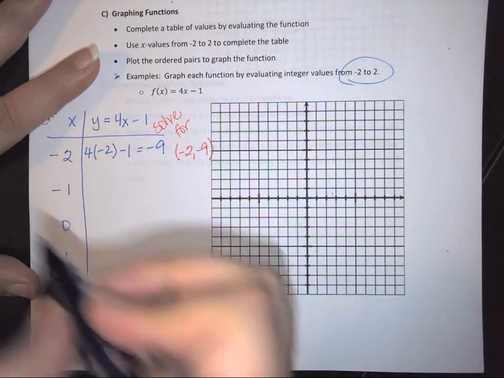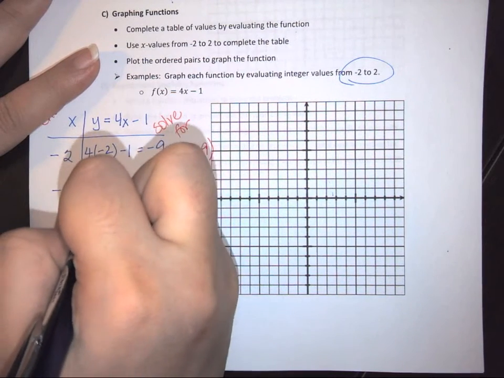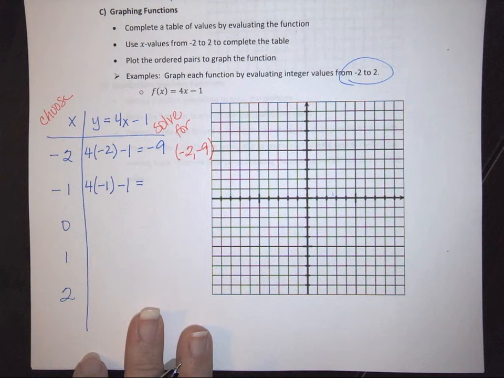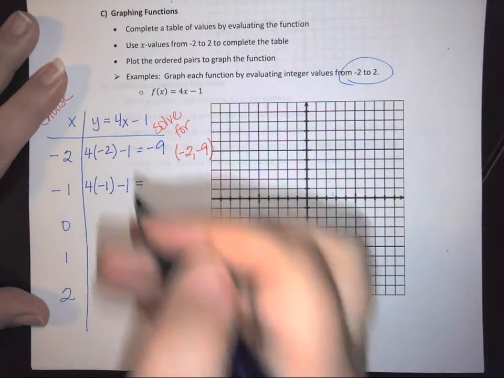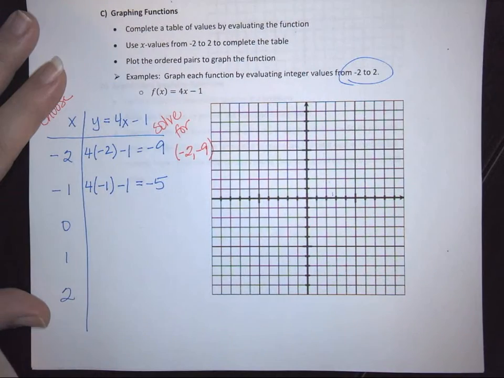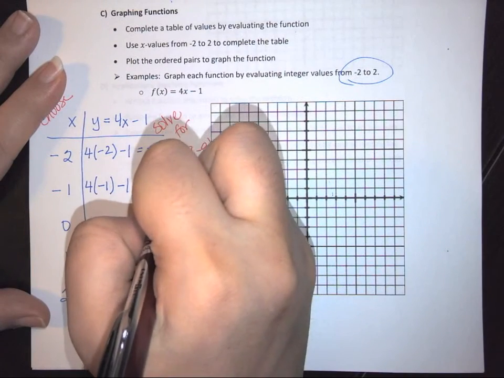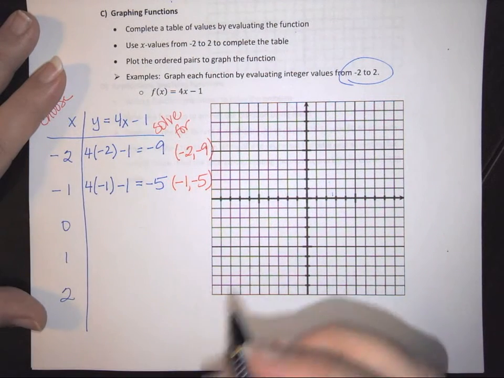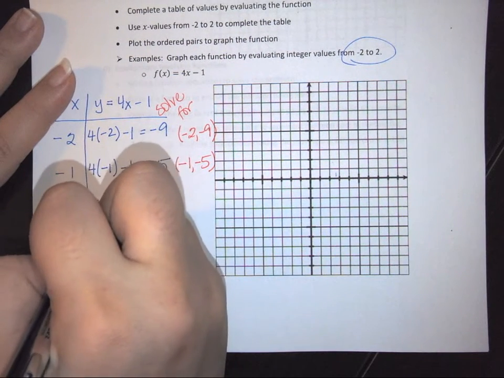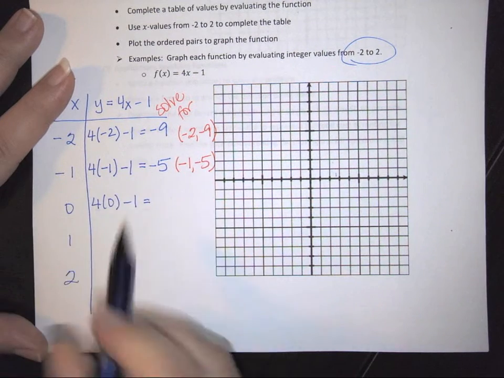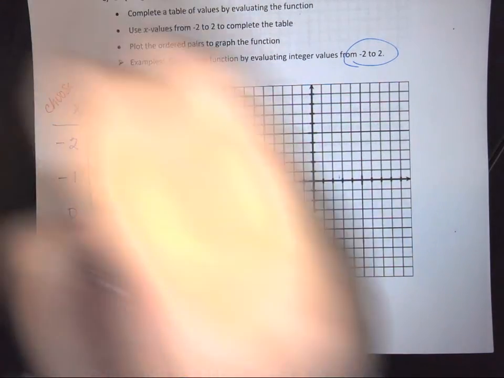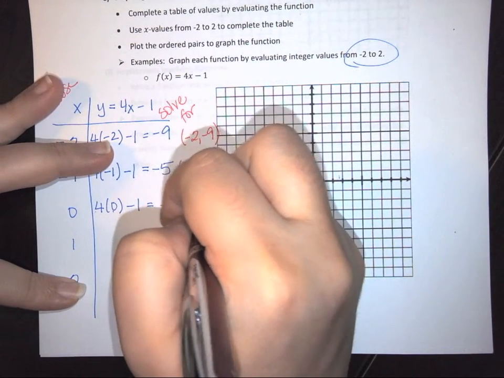So now I have to do 4 times my -1 minus 1. So again, I have 4 times -1 is a -4, minus 1 is a -5, which is going to give me the coordinate point -1, -5. Again, now we have 4 times my 0 minus 1. 4 times 0 is 0, minus 1 is -1. So this is the coordinate point 0, -1.